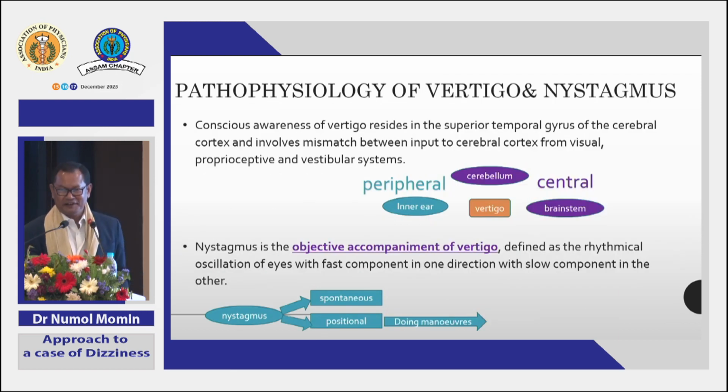The slide may not be very nice, but it shows the pathophysiology of vertigo and nystagmus. We all know that any imbalance between the vestibulocochlear system and the peripheral nervous system may lead to vertigo. Nystagmus is the objective component of vertigo, which we find in clinical examination. Nystagmus may be spontaneous or positional. Positional nystagmus we may get by doing a maneuver. I'll come later to where we do this maneuver.